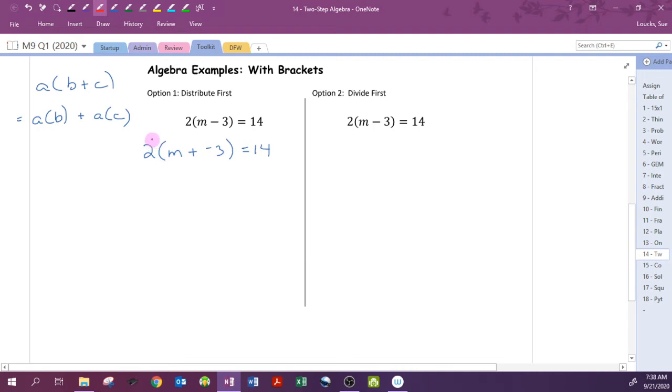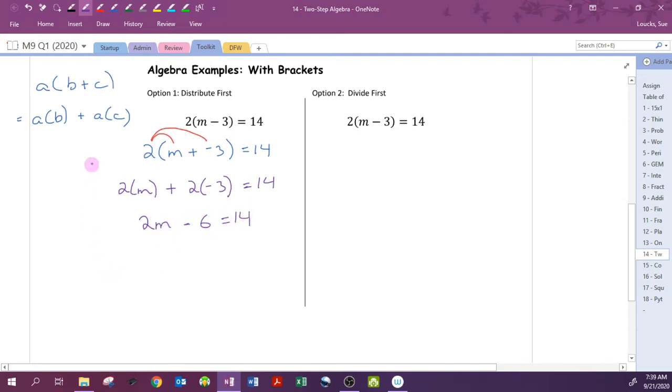Okay, so you might have seen these rainbow lines. Sometimes they're called water bomb lines, and that's to remind me that I need to go 2 times the m. So I have 2 times m, and I have 2 times negative 3, and together that equals 14. So if I clean that up a little bit, I have 2m minus 6 equals 14.